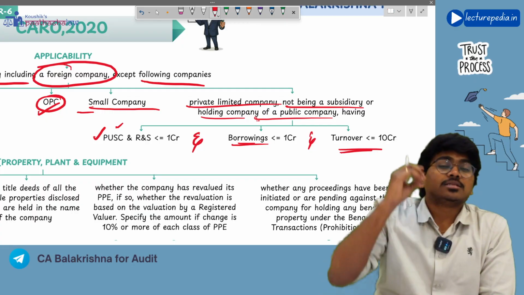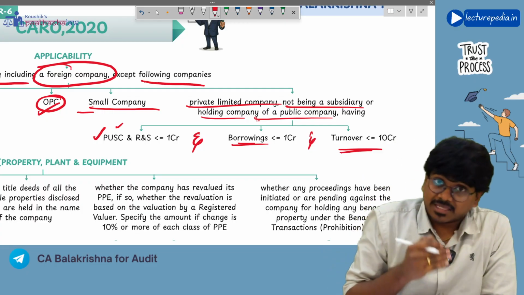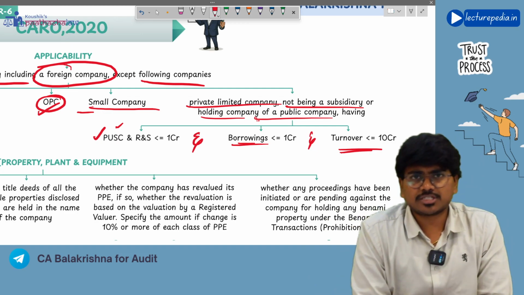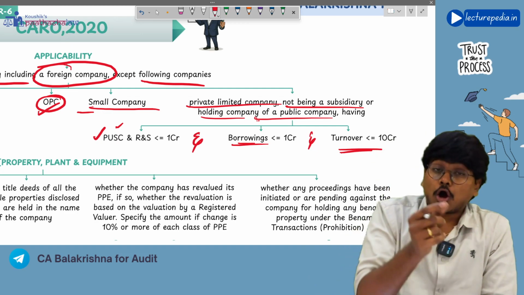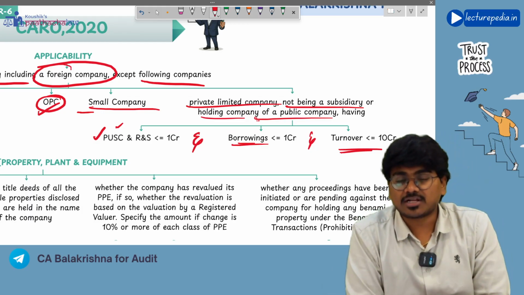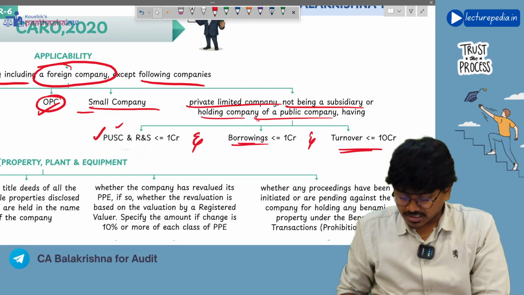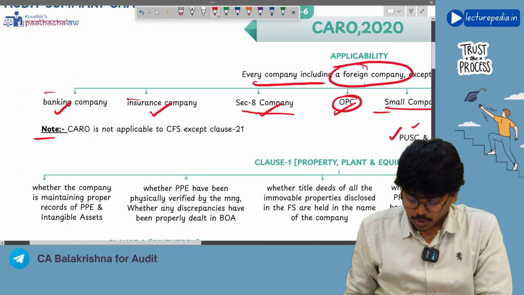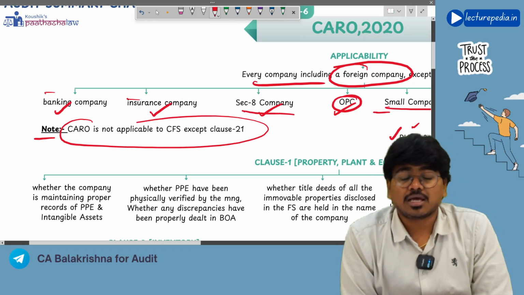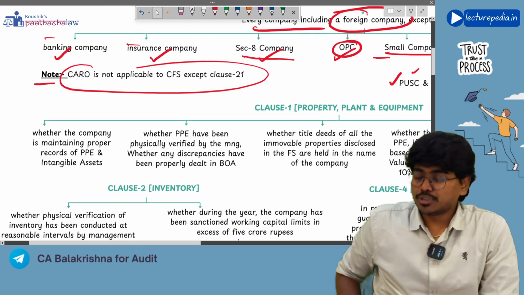Got it? Next, this CARO is applicable to standalone financial statements. In case of consolidated financial statements, the auditor also needs to give an audit report, right? So in case of audit of consolidated financial statements, CARO is not applicable except clause 21. See here, you can see that note: CARO 2020 is not applicable to consolidated financial statements except clause 21. Got it? This is with respect to applicability of CARO.